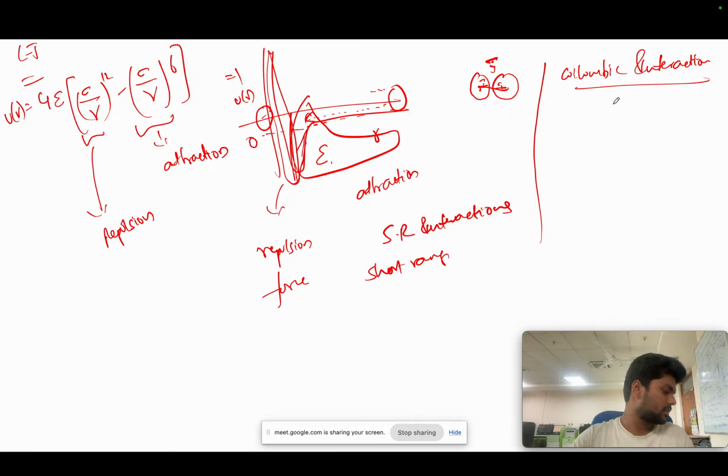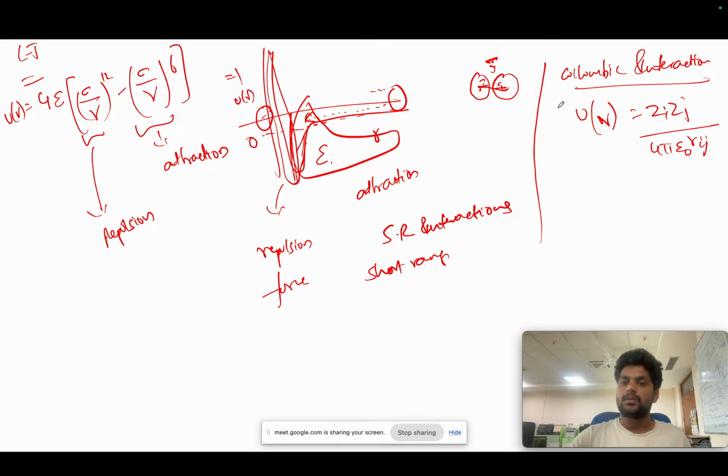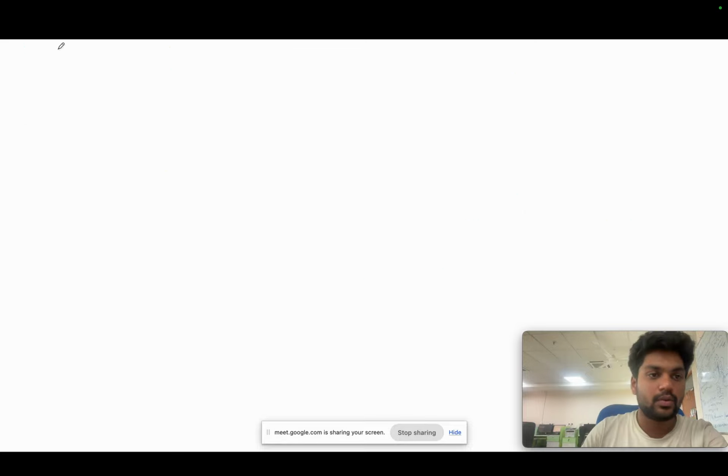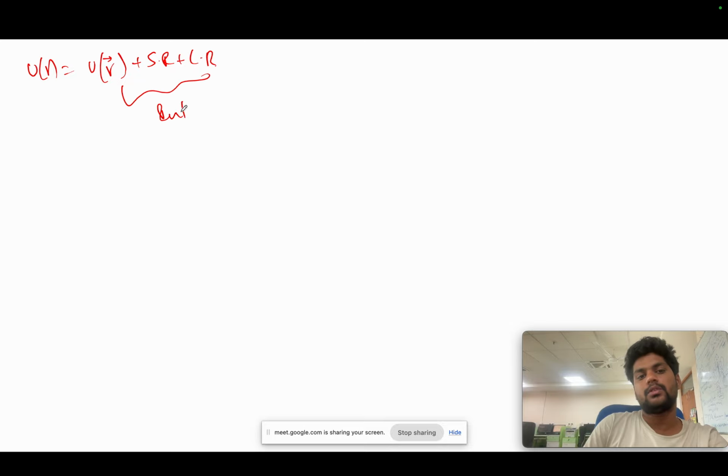Which is nothing but the charge of the ith particle and jth particle divided by the distance between these two. So this is the one for the long range interactions. At the end, the final equation will be U bar, assume that this is bar, plus short range plus long range. This is between the two molecules, the intermolecular interactions.